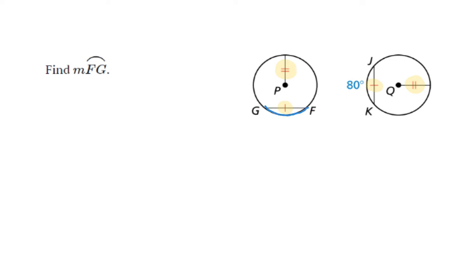But if I go to the other circle, I notice that arc JK is 80 degrees because these circles are congruent and their chords are congruent. Arc GF, or FG, would also be 80 degrees. So look for those markings within a diagram. We have, like we have all year, kind of study what we're given in that particular information.